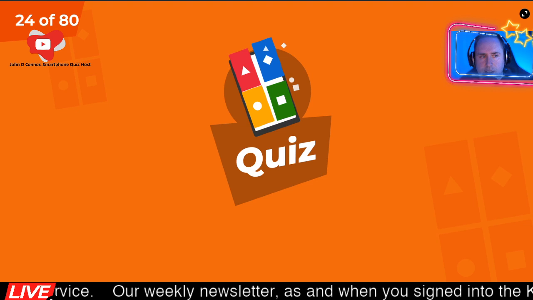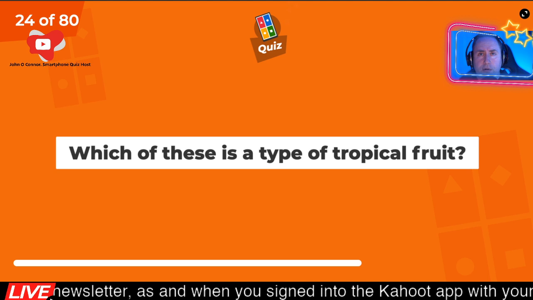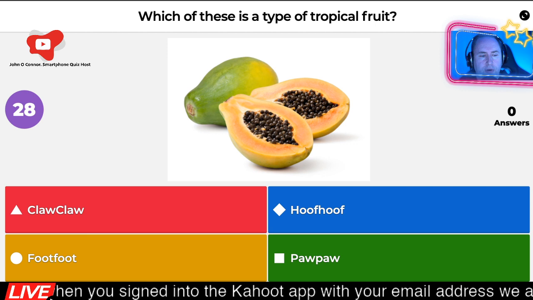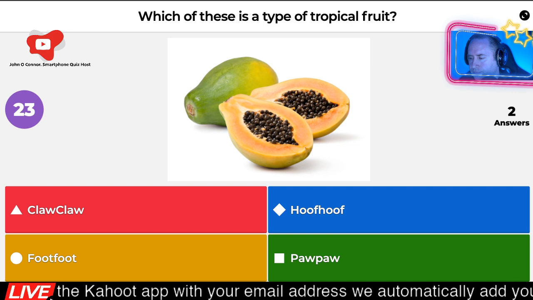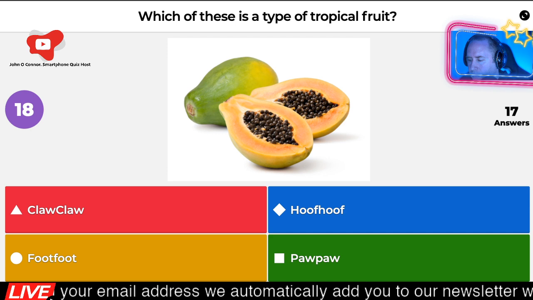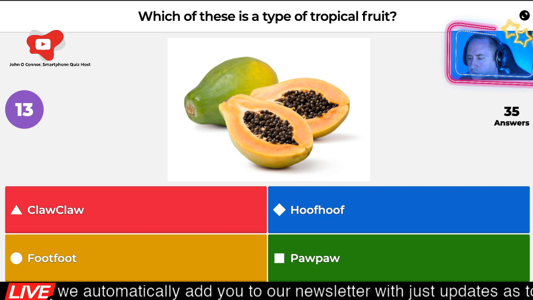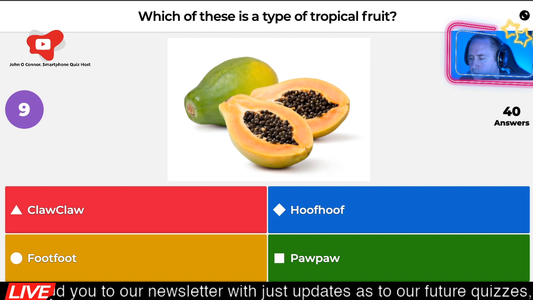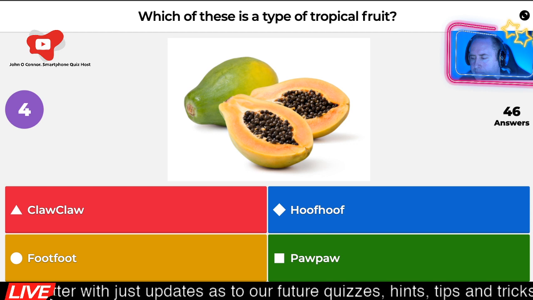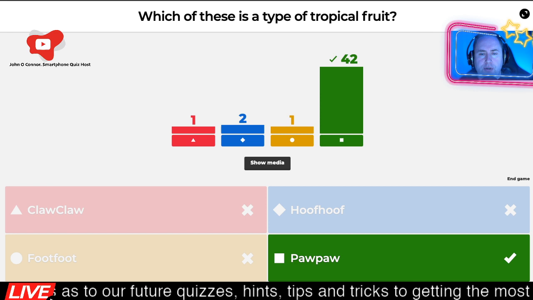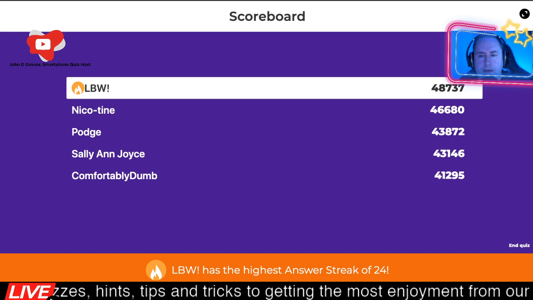Which of these is a type of tropical fruit? Is it claw claw, hoof hoof, foot foot, paw paw? Two correct answers. It is pawpaw is the correct answer. Question number 25 now.